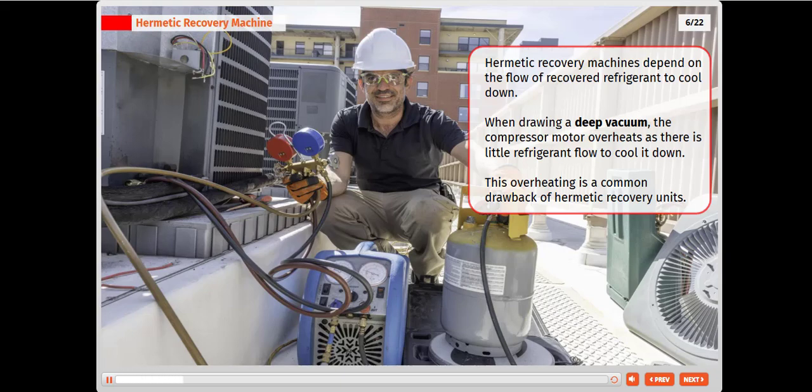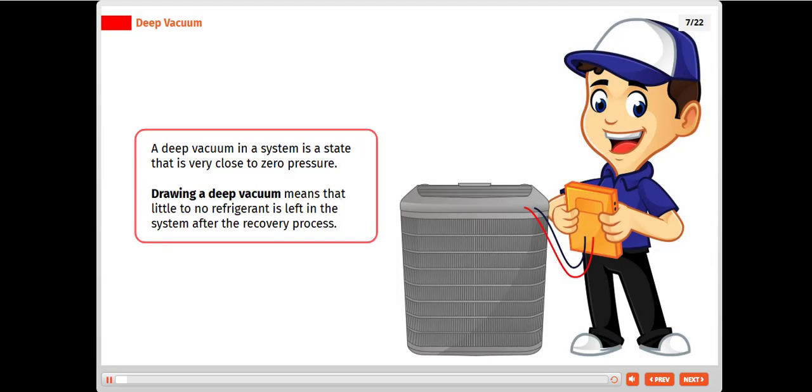Hermetic recovery machines depend on the flow of recovered refrigerant to cool down. When drawing a deep vacuum, the compressor motor overheats as there is little refrigerant flow to cool it down. This overheating is a common drawback of hermetic recovery units. A deep vacuum in a system is a state that is very close to zero pressure. Drawing a deep vacuum means that little to no refrigerant is left in the system after the recovery process.